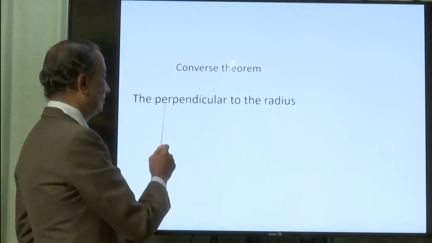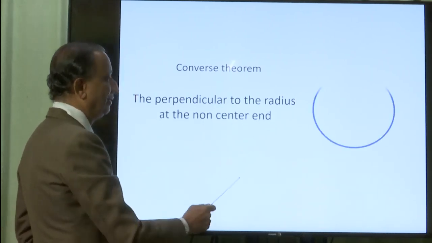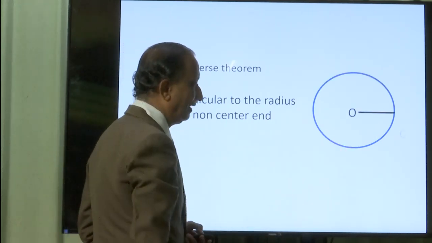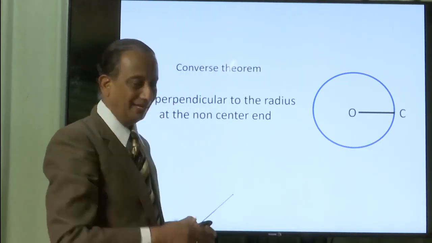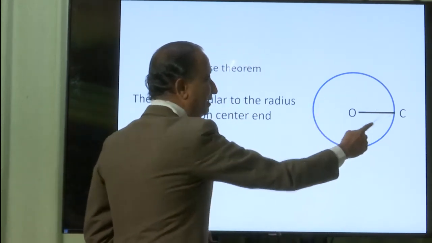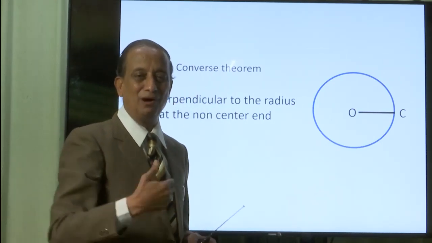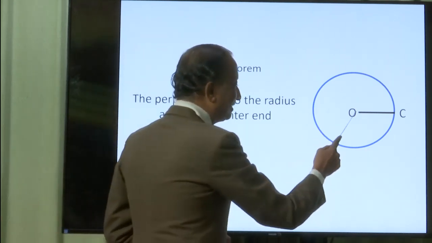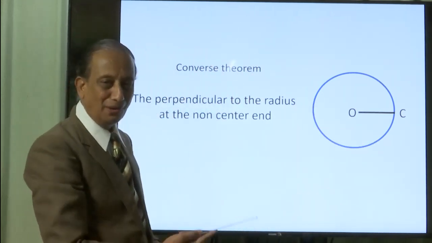So the statement is this: the perpendicular to the radius at the non-center end. So here is a circle, here is the center O, this is the radius, and any line segment we know that it will have 2 ends. This end is called center end, this end is called non-center end. Like in a cricket match, we say the bowler is bowling from the pavilion end, in the same way this end is called the center end, this end is called the non-center end.